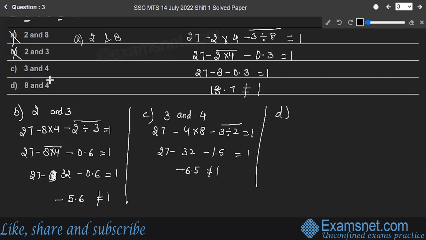Let's go with the D. So C is also wrong. 8 and 4. So now interchanging 8 and 4, you will get the whole equation as 27 minus 4 multiply 8 minus 3 divided by 2.